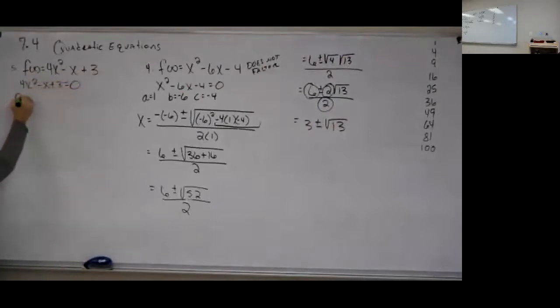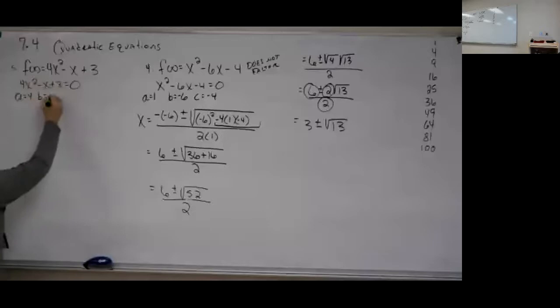I know this time A will be 4, B will be a -1, and then C will be a 3. Then we just plug into the formula and go.